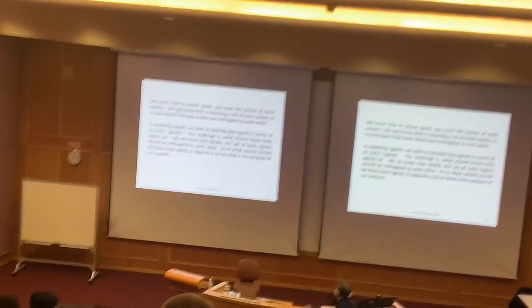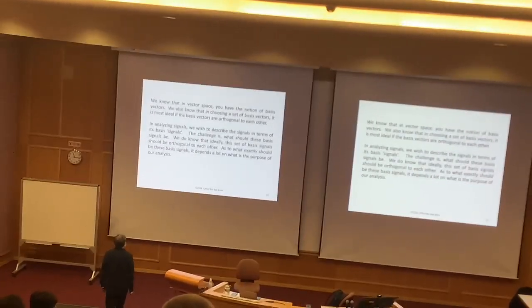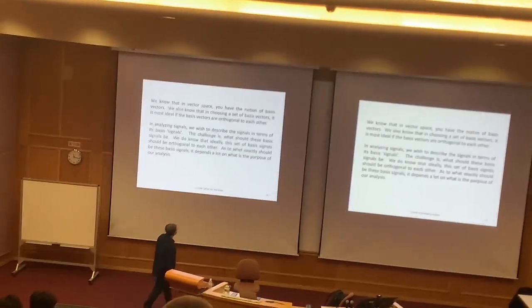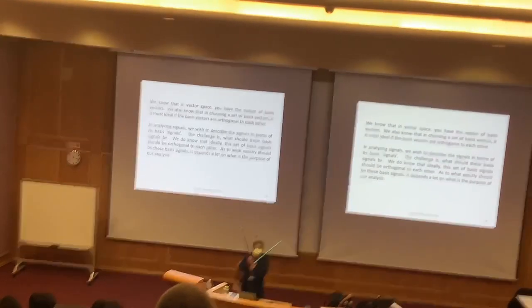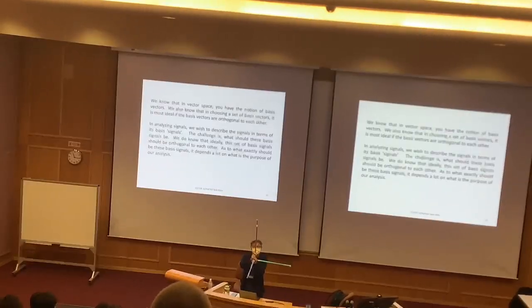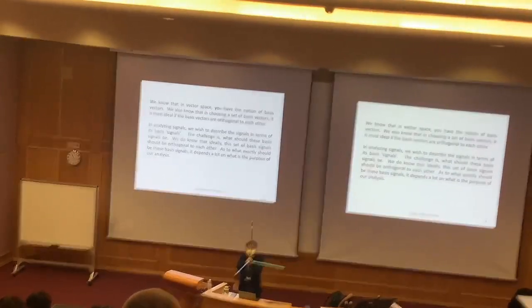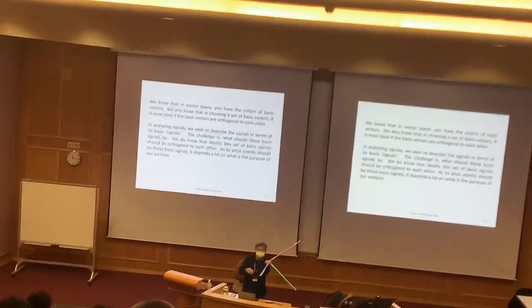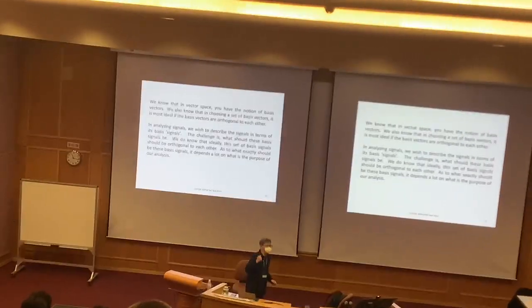So in analyzing signals, we wish to describe the signals in terms of their basic signals. The challenge is, what should these basic signals be? We do know that ideally this set of basic signals should be orthogonal to each other, and exactly what these signals should be depends on the purpose of our analysis. Remember, if you want to represent spatial information, X, Y, and Z, that's the best, right? If you want to represent frequency, you better rotate them in such a way that all the axes become sine waves and cosine waves, right? Then it actually tells you the frequency components.